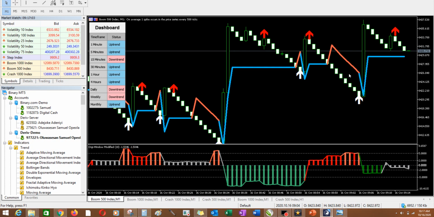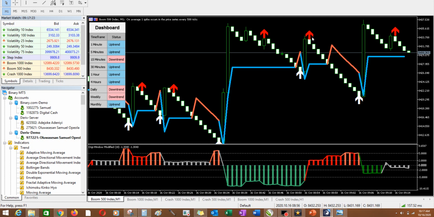which is 7 minute candles. Like I always say, you exit whenever you see the exit arrow. This is the exit arrow for boom, but the exit arrow for crash is the red arrow. So you should watch out for the exit arrow. Once the exit arrow is out, you exit the market immediately.